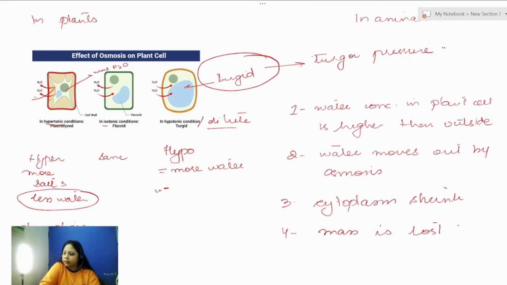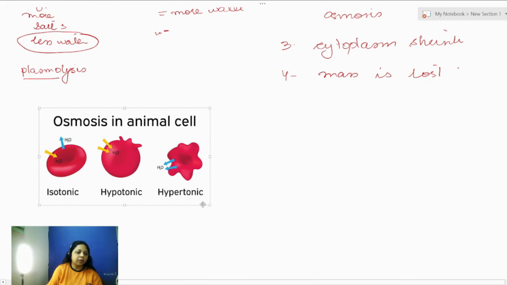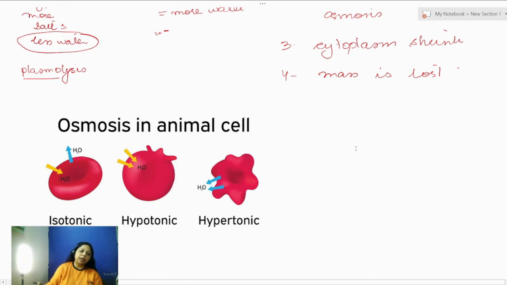Why won't it burst? Because of the cell wall. What is the cell wall made up of? Cellulose. Good. But in an animal cell, if we place the cell in a dilute solution, it would burst. Why? They have no walls, so they would burst.